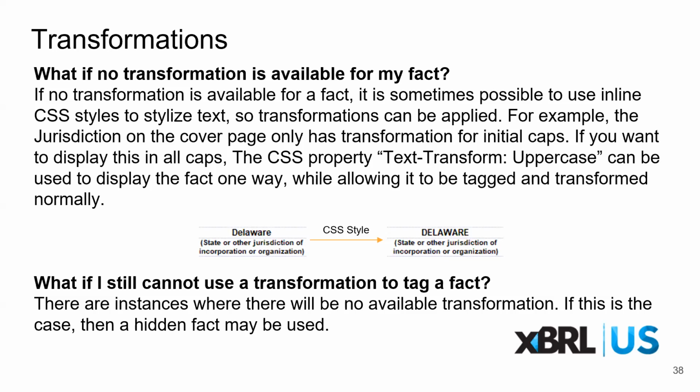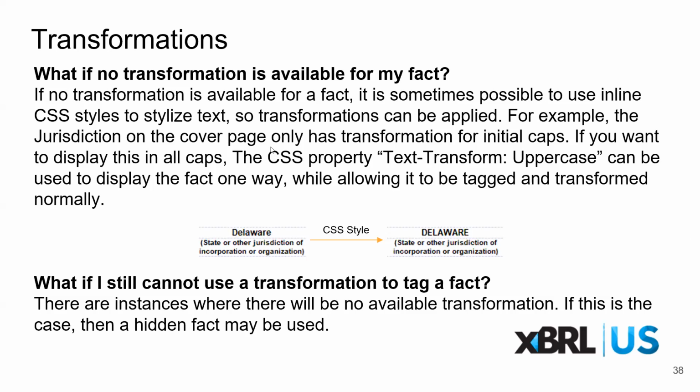If you want to show it, however, as all uppercase, you can use the CSS property text-transform uppercase on the word Delaware, and then you can tag it again and transform it using this transformation. That way you're actually transforming the underlying HTML value while you have a different value being displayed to the user using this CSS style property. So it allows you to show one thing and tag another stylistically, but it's still the same wording being tagged as Delaware. Your transformation can then apply, and that's all you really have to do there.